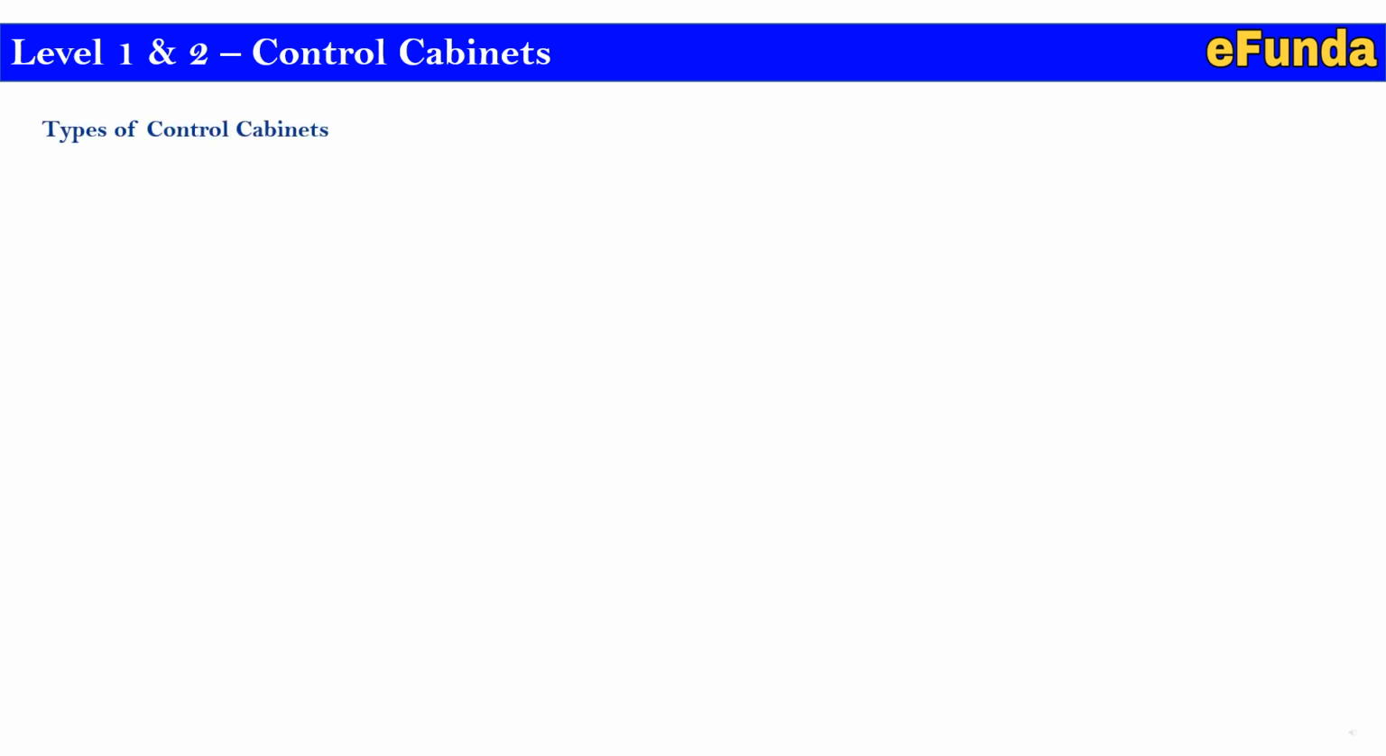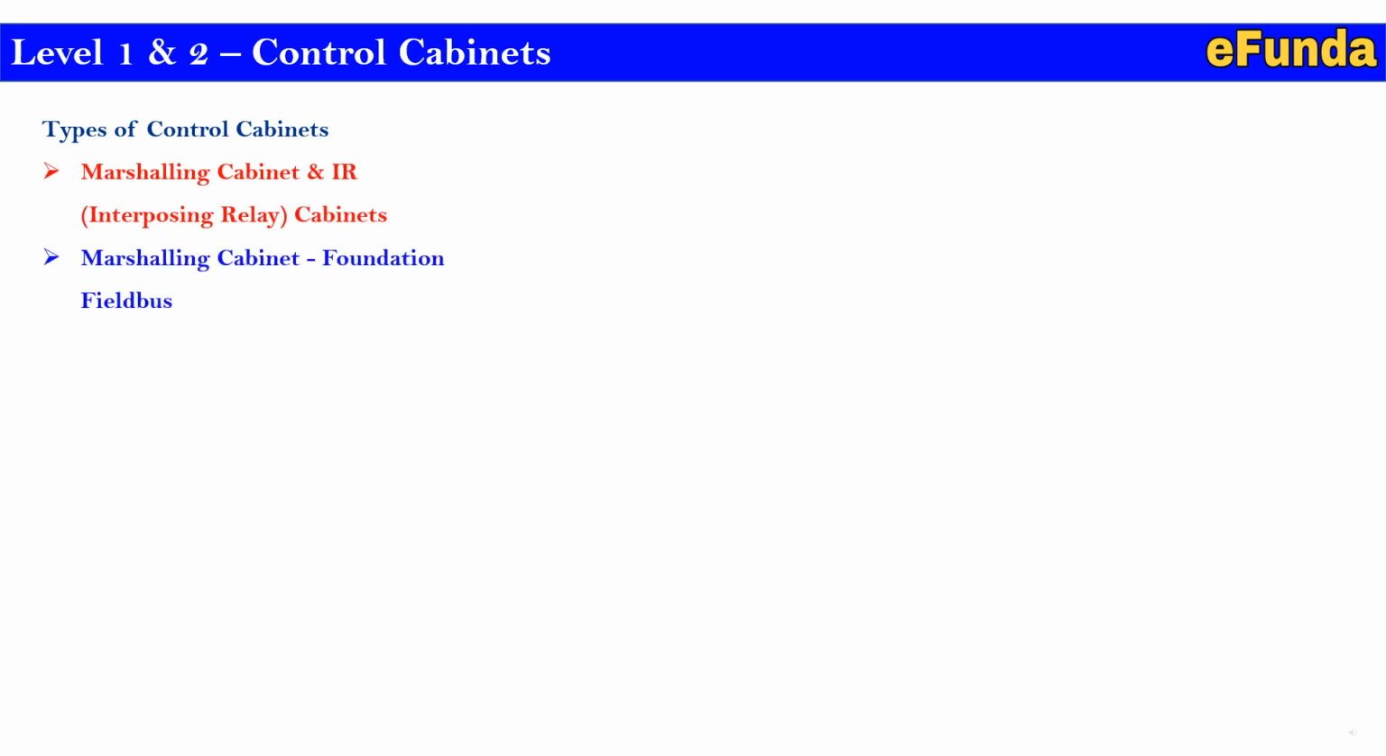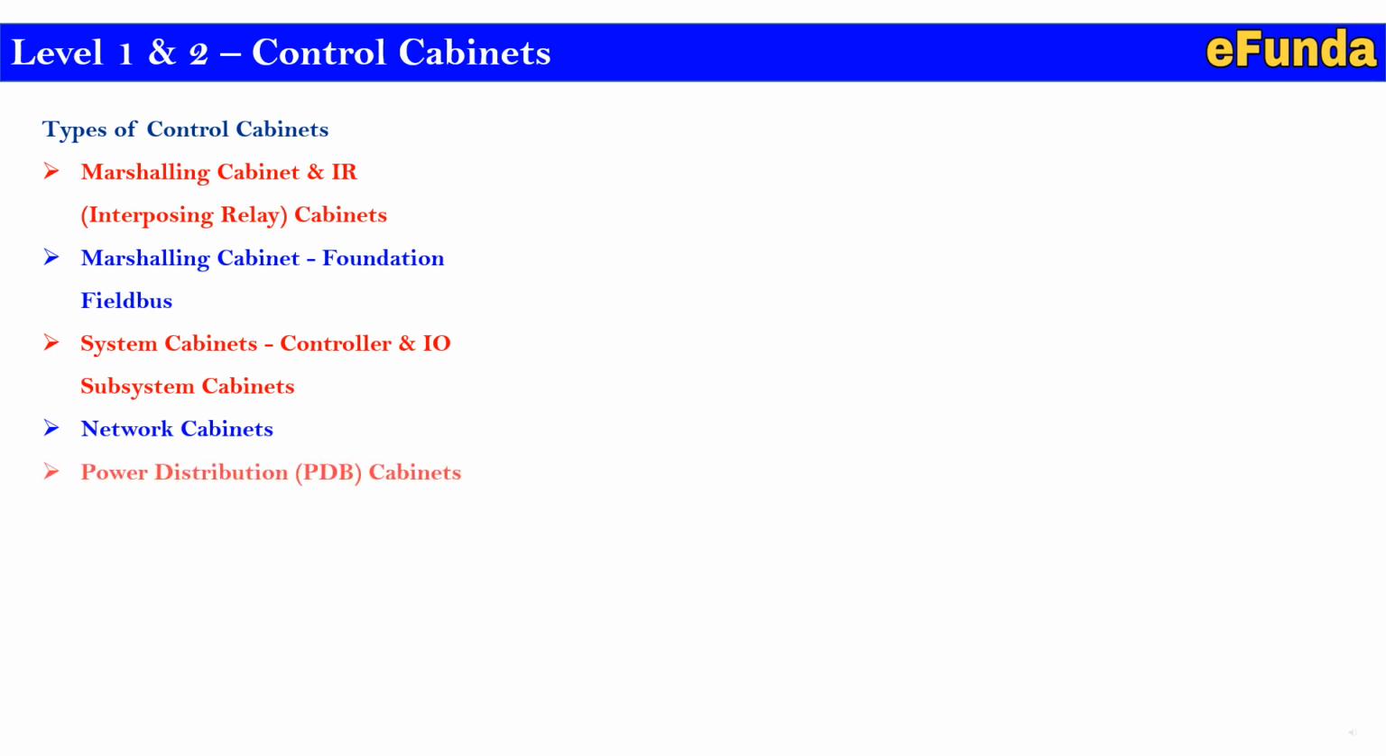control cabinets which are listed below: marshalling cabinets and IR, that is the interposing relay cabinets, marshalling cabinets, foundation fieldbus, system cabinets and controller and IO subsystem, network cabinets, power distribution board, that is a PDB.